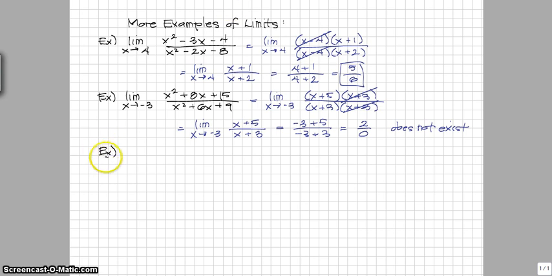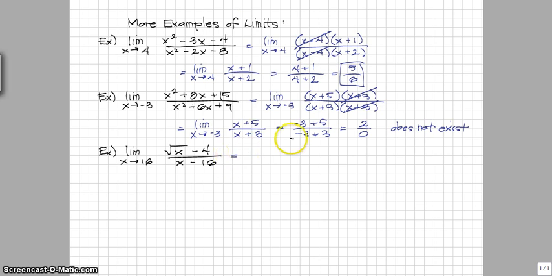So here's another example. The limit as x approaches 16 of the square root of x minus 4 over x minus 16. It's easy for me to see in this example that if I plug 16 in for x, I get 4 minus 4 is 0 on the top, and 16 minus 16 is 0 on the bottom.